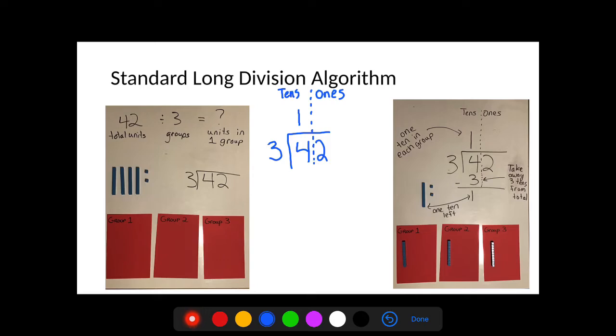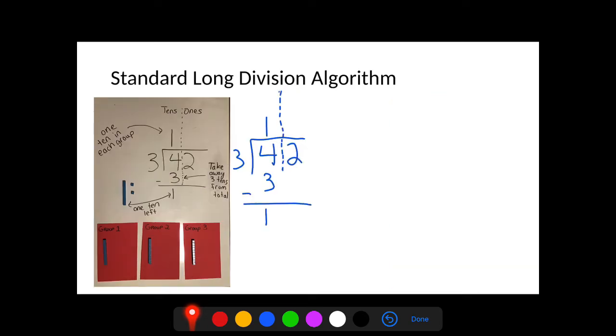Then we multiply the 3 times the 1. That relates to the 3 total tens that we've used up. Then we subtract, because we are taking away 3 tens from the total, and we end up with 1. That 1 represents the 1 ten that we were unable to distribute. All right, let's move on to our next step.